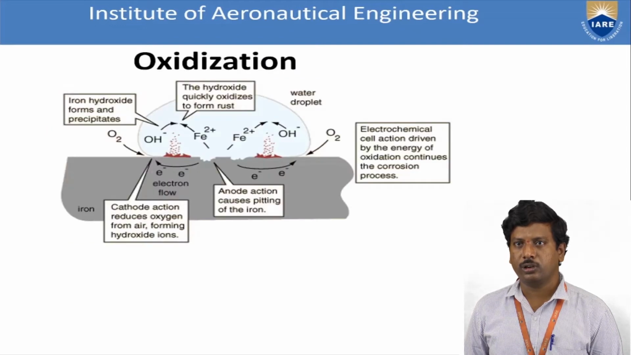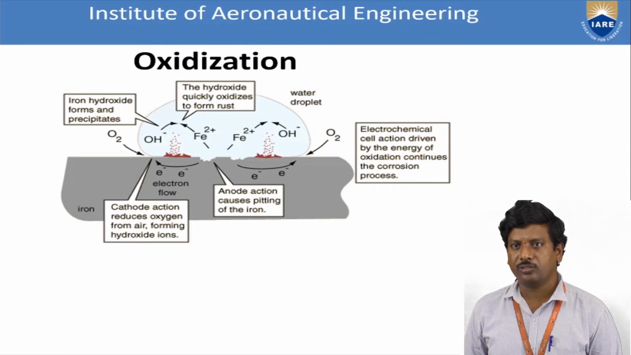So in oxidation, iron converts into iron oxide by the absorption of oxygen molecules, and it can absorb water molecules and be converted into iron hydroxide, which precipitates. Finally, the hydroxide quickly oxidizes to form rust on the iron material. So Fe2+ absorbs oxygen and converts into Fe3+. That means ferrous to ferric. In the case of water molecules, it also absorbs hydroxide and converts to ferric hydroxide, water droplets. That is an electrochemical action driven by the energy of oxidation, which continues the corrosion process.